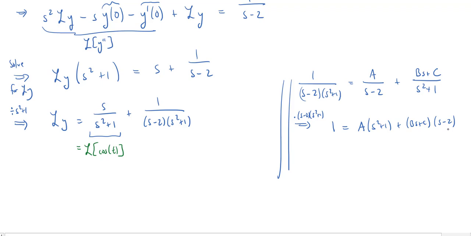All right, I'd like to find, well, let's see. How about I look at the s squareds first? So how many s squareds do I have?